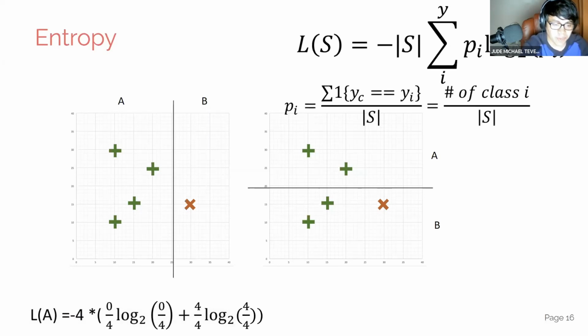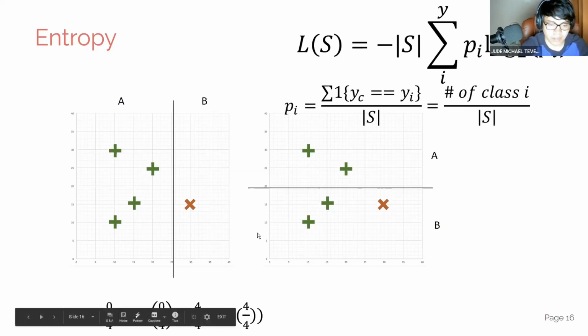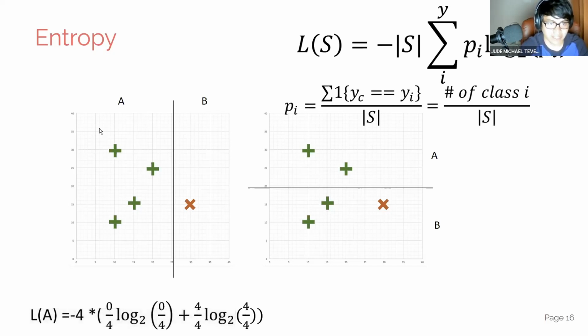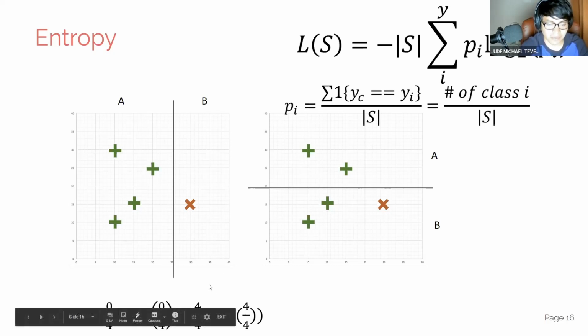So 0/4 times log of 0/4. Of course, it's going to be 0, so it's not really important. And then the other term, plus 4/4 because we have four counts of the positive class in this set. So that's 4/4 times log of that.